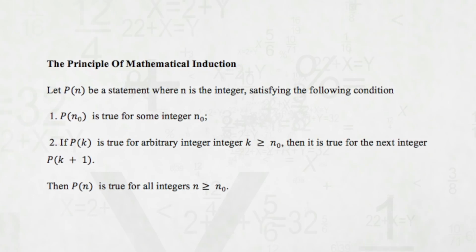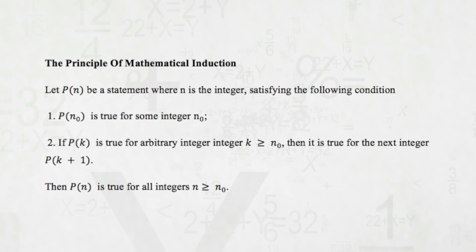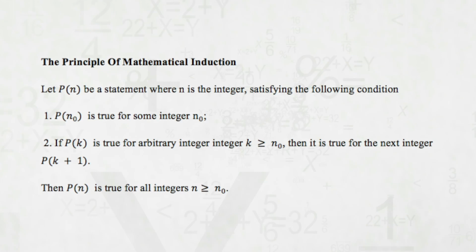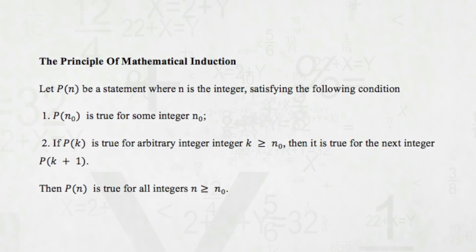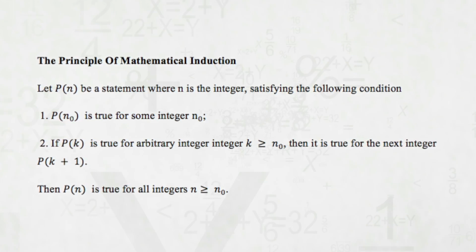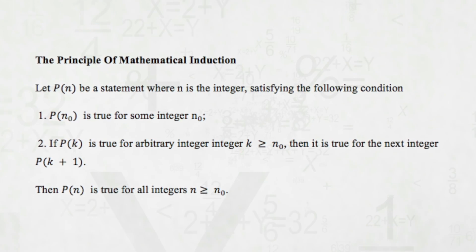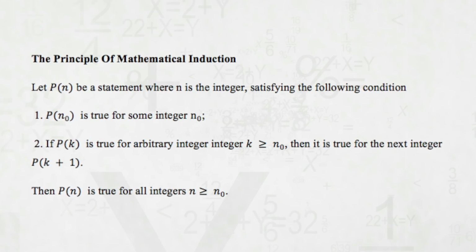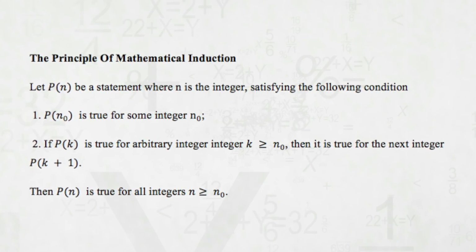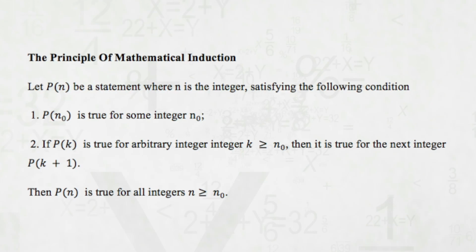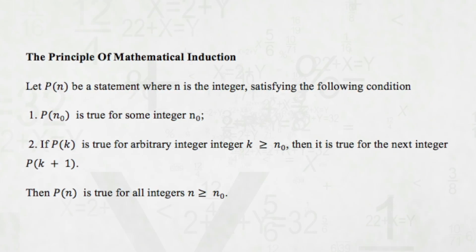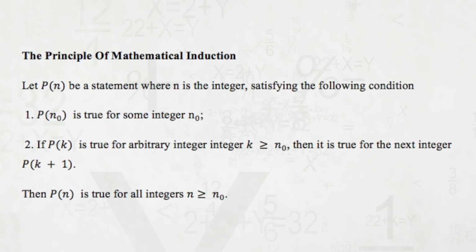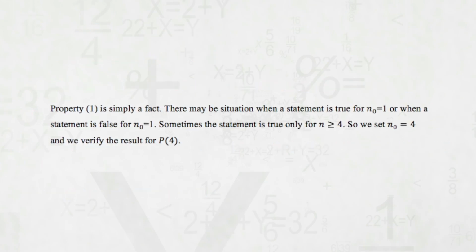Let P of n be a statement where n is an integer satisfying the following conditions. The first condition is P of n naught is true for some integer n naught. The second is, if P of k is true for an arbitrary integer k greater than or equal to n naught, then it is true for the next integer, P of k plus 1. Then P of n is true for all integers n greater than or equal to n naught. Property 1 is simply a fact.